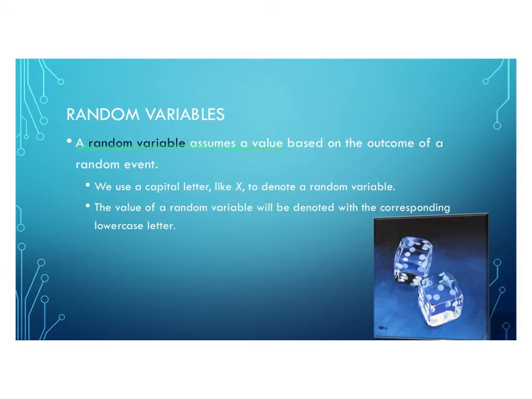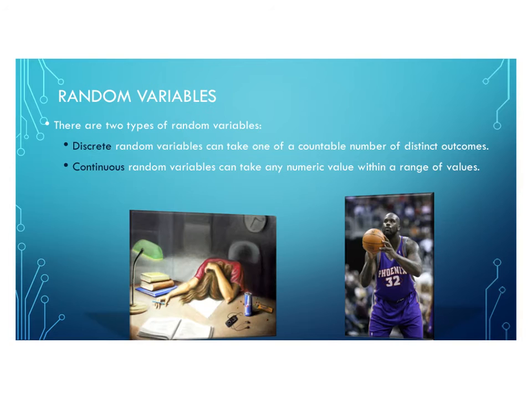Okay, so let's talk about what a random variable is. A random variable assumes a value based on the outcome of a random event. Notice we use a capital letter like X to denote a random variable, and the value of a random variable will be denoted with the corresponding lowercase variable. There are actually two types of random variables. A discrete random variable can take one of a countable number of distinct outcomes. So today we'll be looking at discrete random variables, and we will in the next lesson as well. Continuous random variables can take on any numeric value within a range of values.